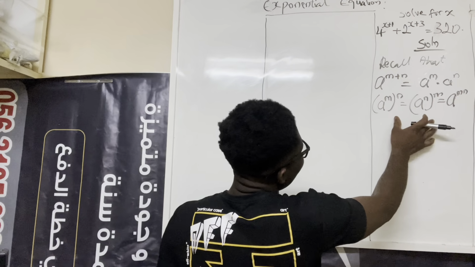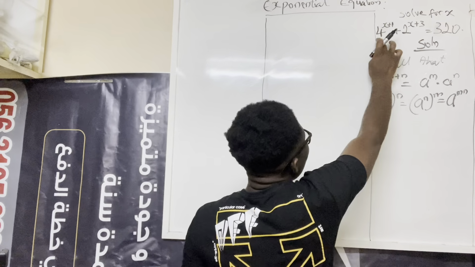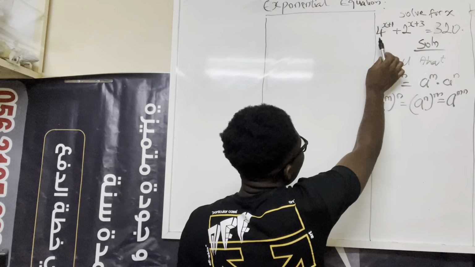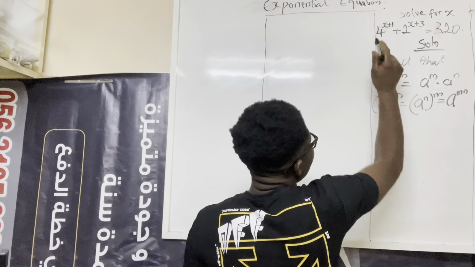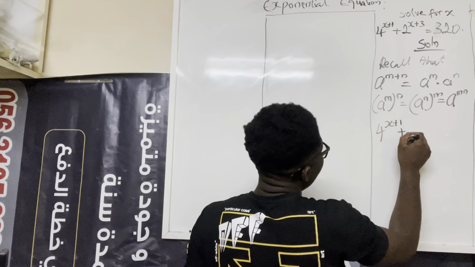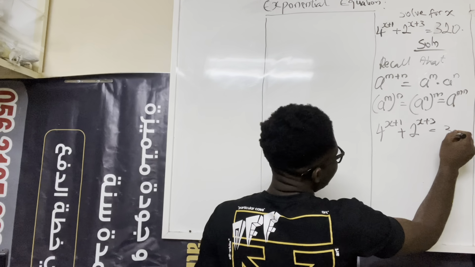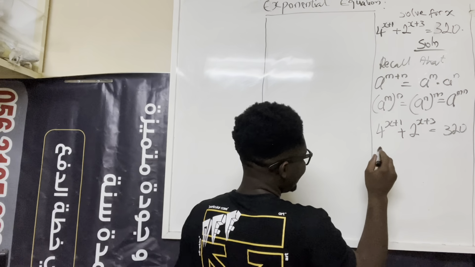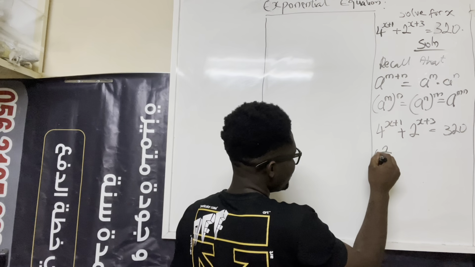So from here, we are going to use it to tackle this question. Remember that we are talking about indices, numbers with powers, and we must make sure that we have a common base. So here is 4 raised to the power of x plus 1 plus 2 raised to the power of x plus 3 equals 320. What you need to do now is split this 4 by saying 2 raised to the power of 2, which is the same thing as 4.